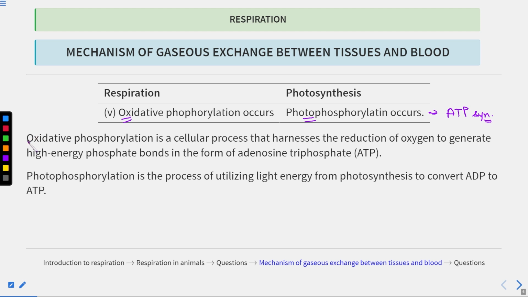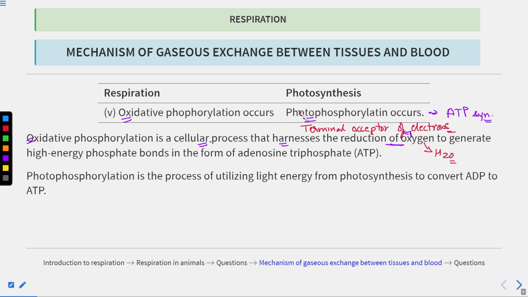Now what is oxidative phosphorylation? So oxidative phosphorylation is the cellular process that harnesses the reduction of the oxygen. So oxygen is the terminal acceptor of the electrons during the respiration. Okay, so you can write oxygen, it is the terminal acceptor of the electrons. Okay, and the oxygen is then converted into water.